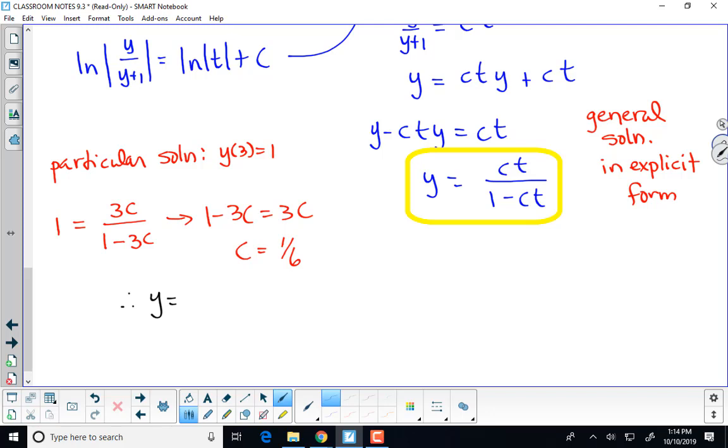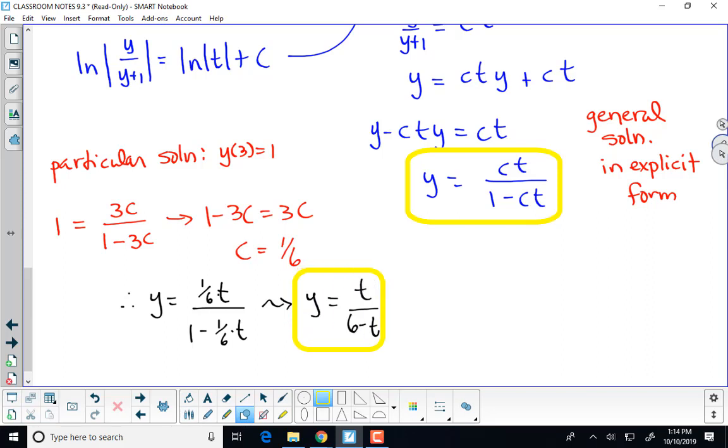And to clear that fraction, I'll multiply top and bottom by 6. We'll do it one step at a time, make sure it's clear. So 1 over 6 times t, and this will just simplify to y equals t over 6 minus t. So that will be our particular solution given that initial value.